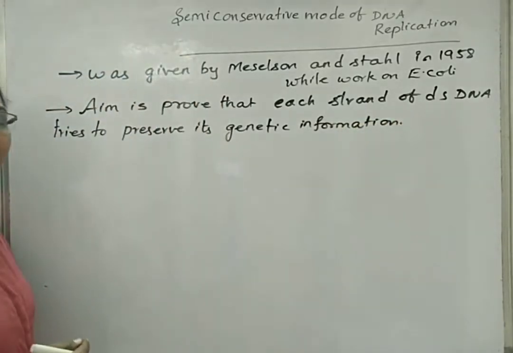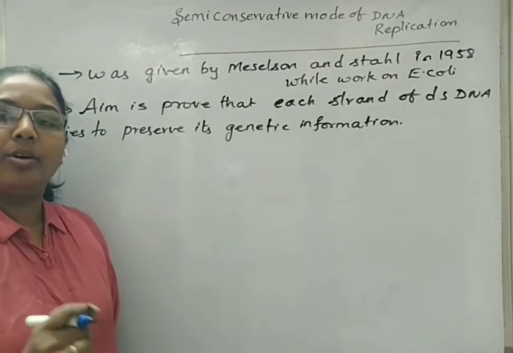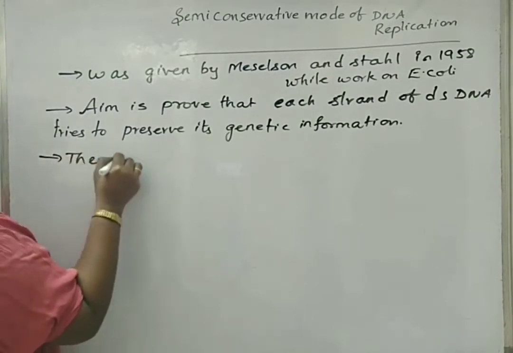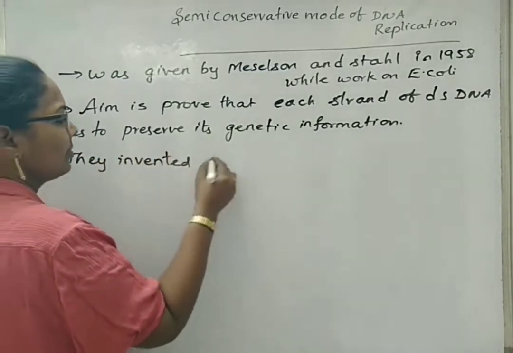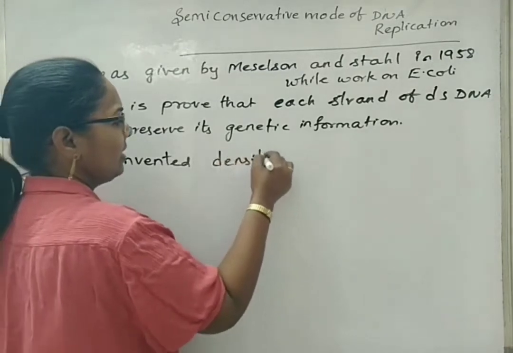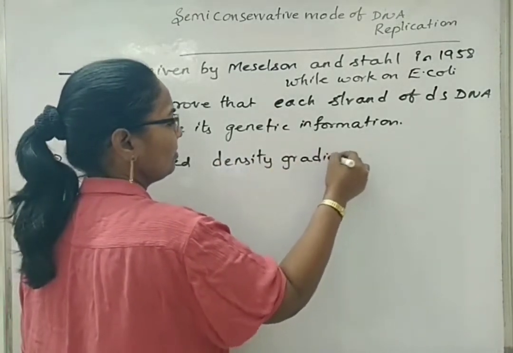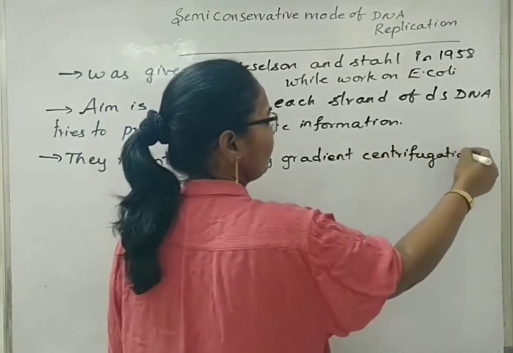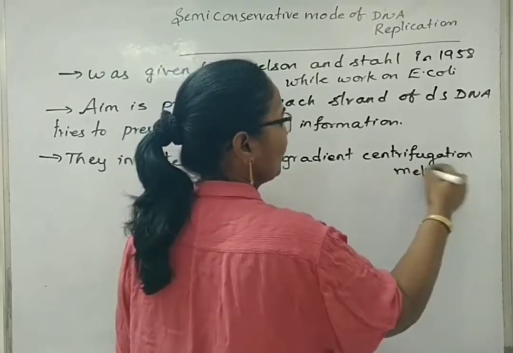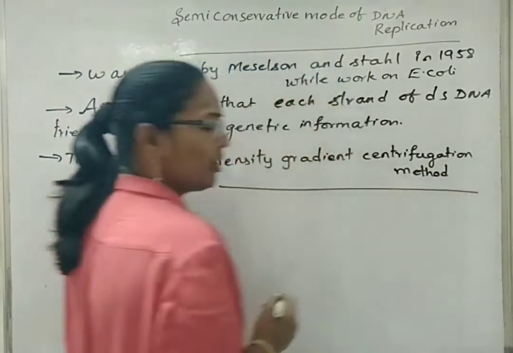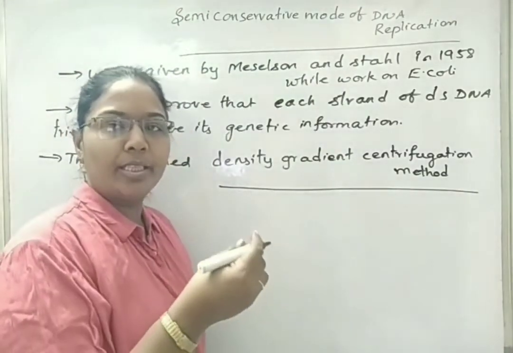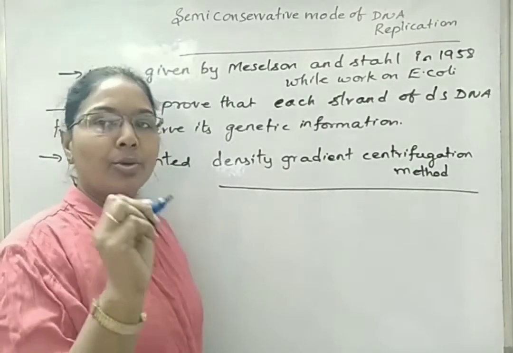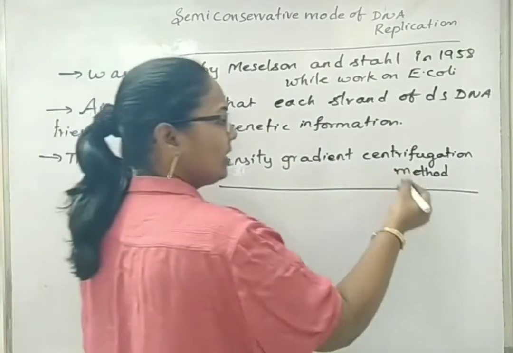For this method, they invented the cesium chloride density gradient centrifugation method. What is the speciality of this method? In centrifugation, when we put the cuvettes or test tubes in the centrifuge machine, the rotations, according to this experiment, are 6 lakh rotations per minute. So that is nothing but centrifugation.